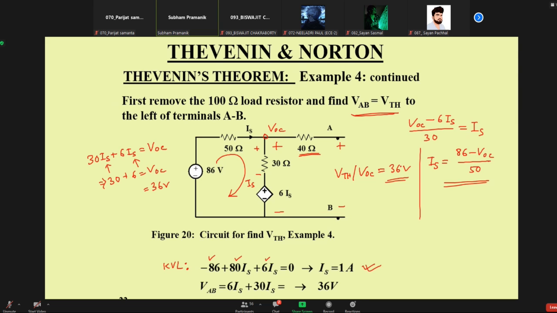Can I tell that? IS is flowing in this direction, so this 86 must be greater than VOC. In this way, you can recognize that this IS is actually 86 minus VOC by 50. That current is entering this node. This current is leaving the node. So from this equation, you can again solve it. Right? You can solve it, and you will get the same thing. VOC equals 36 volt. Whatever method you think is applicable, you can do.